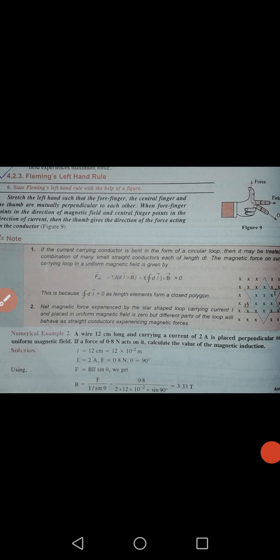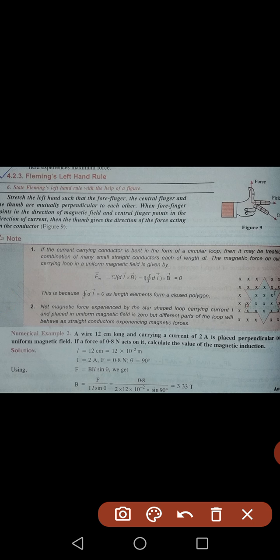Okay, now we have this formula, F is equal to I into L cross B. This formula you already got, right? Now the angle between the conductor and magnetic field is given as 90 degrees. It is given perpendicular. So it should actually be ILB sin theta, but here theta is 90, and sin 90 is 1. So only it will be ILB. So F equals ILB.